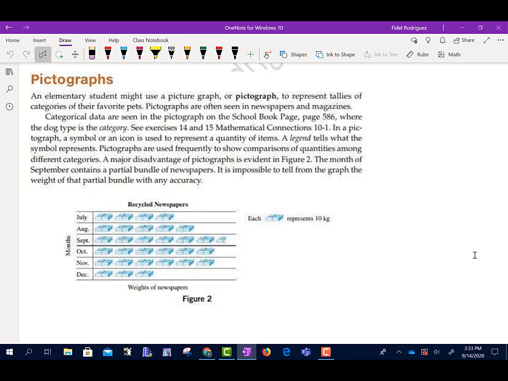Pictographs are used frequently to show comparisons of quantities among different categories. A major disadvantage of pictographs is evident in figure 2. The month of September contains a partial bundle of newspapers. It is impossible to tell from the graph the weight of the partial bundle with accuracy. So they're referring to this part right here.